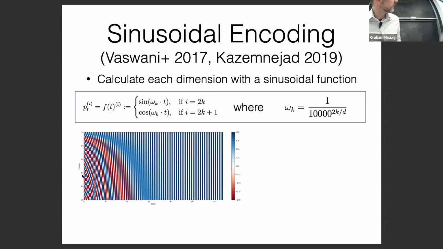Sorry, this is very small, and I should also acknowledge that this comes from this blog up here. This is the position in the sentence, and this is the embedding size, I believe.